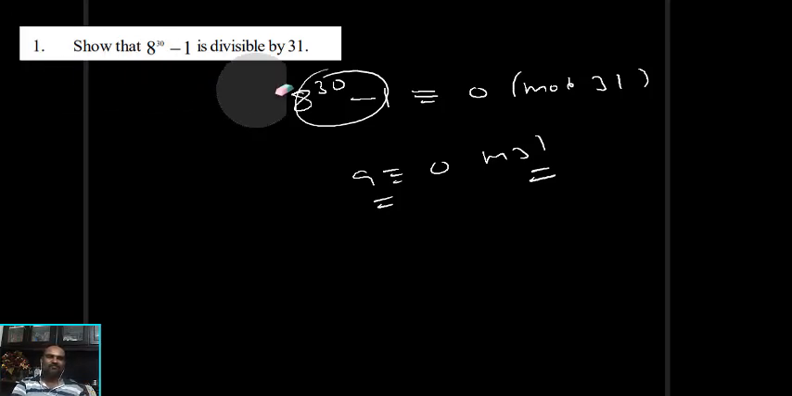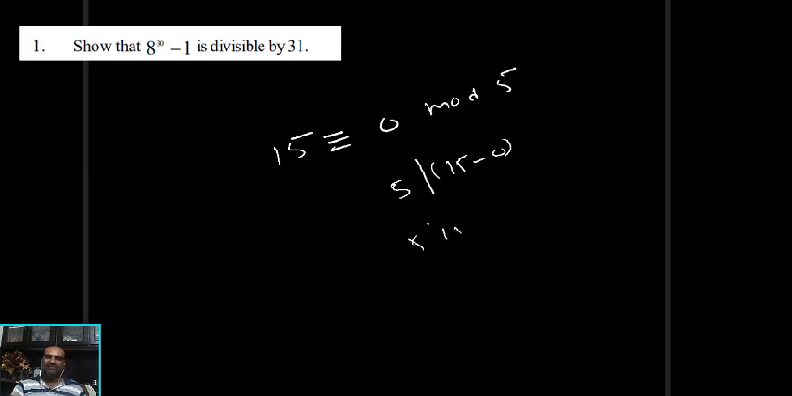Not understood? I will write again. 15 is congruent to 0 modulo 5. I can write that, no problem. What is the meaning of that? 5 divides 15 minus 0. What is the meaning of that? 5 divides 15. 15 is a multiple of 5, or 15 is divisible by 5. If it is 0, directly you can say that.